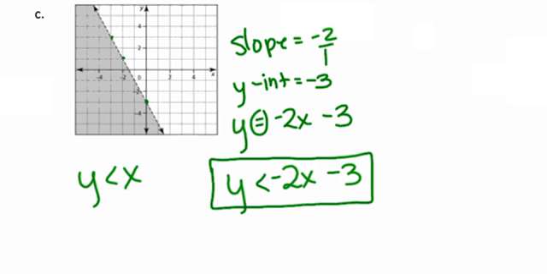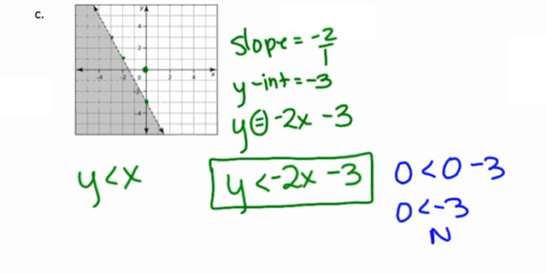Again, let's test 0 and see if that works. See that we actually shaded the right thing and came up with the right equation. If I test 0, is 0 less than negative 2 times 0, so 0 minus 3? Is 0 less than negative 3? No. So we know that it's shaded properly because our test point is not in the shaded satisfied region.